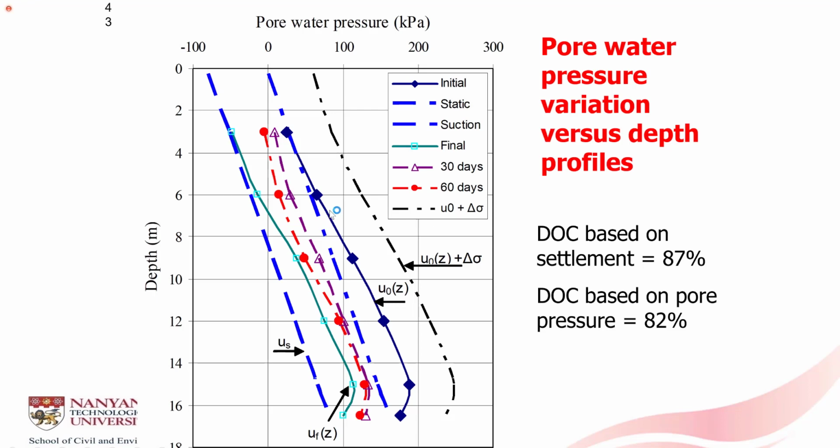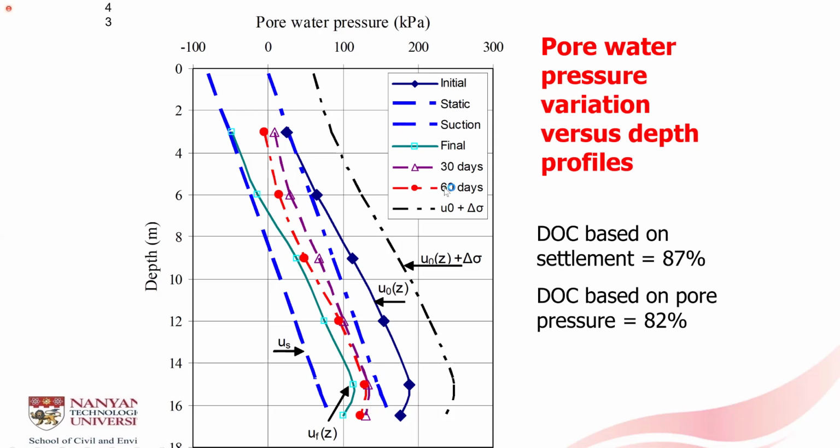If we plot the pore pressure measured in this graph versus the depths, we can have the initial pore pressure. As I said, this is a reclaimed land, so the initial pore pressure is higher than the hydrostatic, which is shown over here. If you apply a vacuum for 30 days, and this is a pure vacuum and the fill surcharge has not been applied, you can see the reduction from the initial pore pressure to the pore pressure over here.